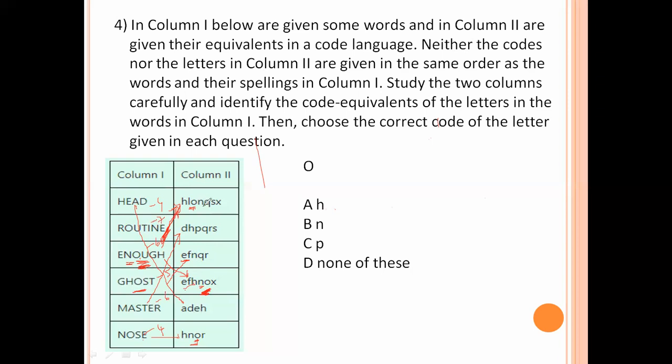So here in this one, HNO, EFN, HNO. So O is here common for all this one. So O is equivalent to N. So clearly here we observe that O value is equal to N. So option number B is the right answer.